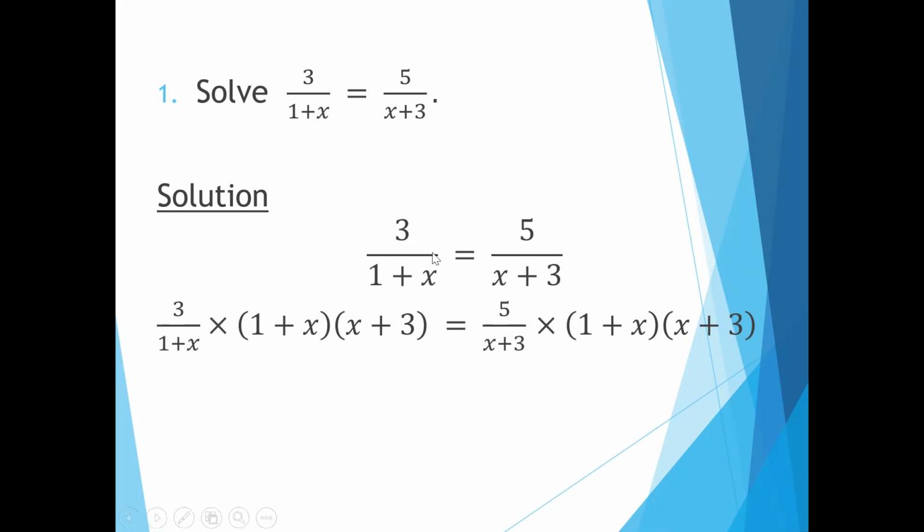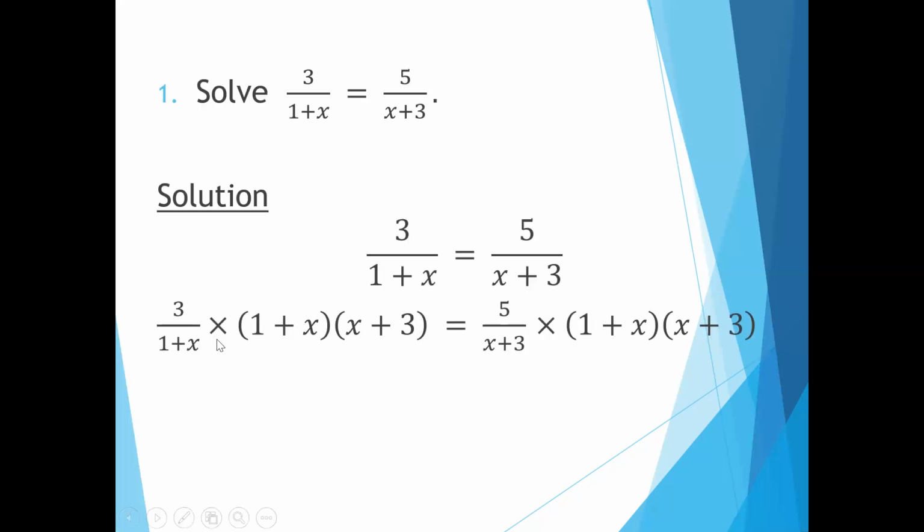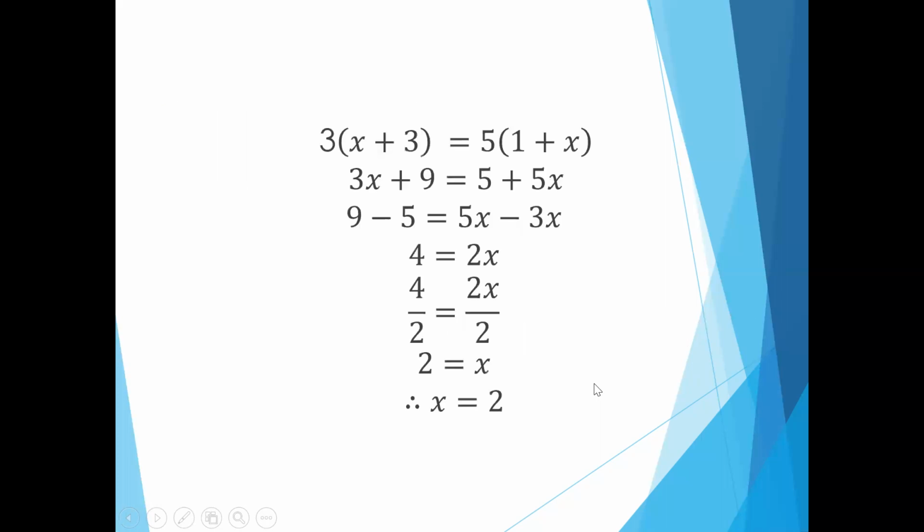And so we write this expression, 3 over 1 plus x times the LCM of the two denominators. And then we'll pick the right-hand side, then we'll multiply by the LCM. And so that's how the whole thing goes. The next step is that if we go back, we'll see that this expression will divide that and we'll be left with x plus 3, so times 3. Then x plus 3 will divide x plus 3, 1, 1, so 5 times 1 plus x.